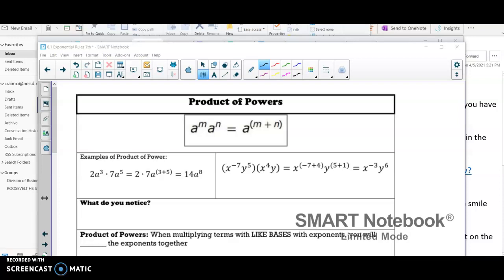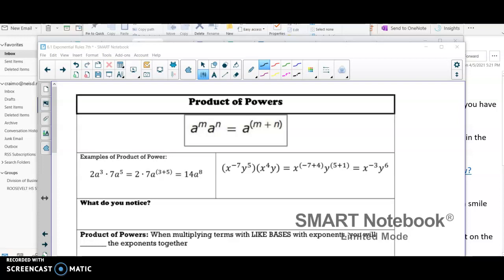Okay, so today we're going to be talking about sections 6.1, 6.2, and 6.3. So it's going to be all 1, 2, and 3 together. It's going to be the rules of the exponents. So the first rule that we're going to talk about is the product of powers.